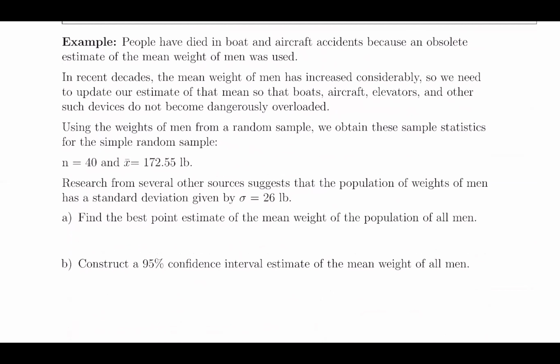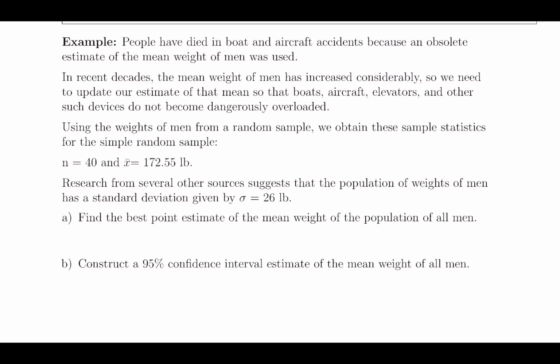For this one, it says people have died in boat and aircraft accidents because an obsolete estimate of the mean weight of men was used. In recent decades, the mean weight of men has increased considerably, so we need to update our estimate of the mean so that boats, aircraft, elevators, and other such devices do not become dangerously overloaded. Use the weight of men from a random sample. We obtain these sample statistics for a simple random sample: n is equal to 40, and a sample mean of 172.55 pounds. Research from several other sources suggests that the population of weights of men has a standard deviation sigma equal to 26 pounds.